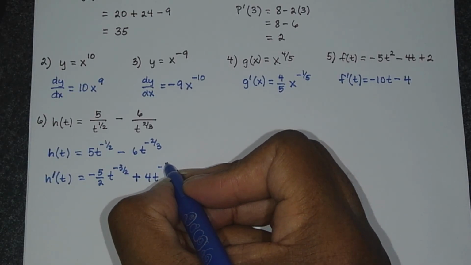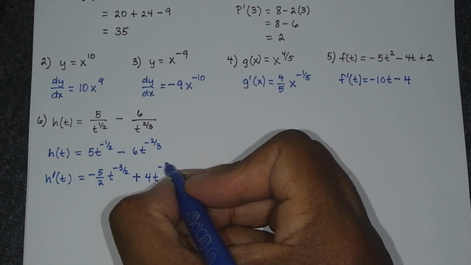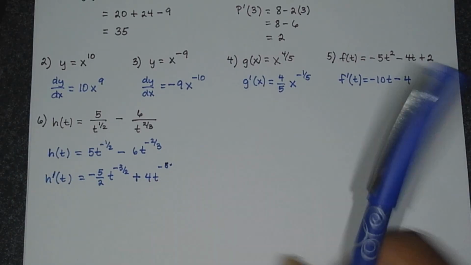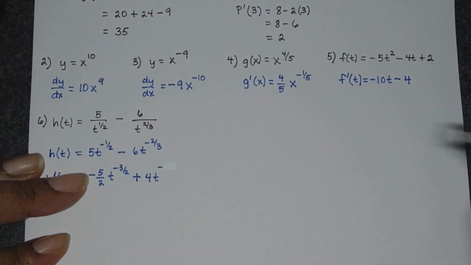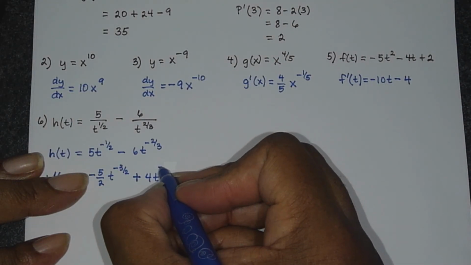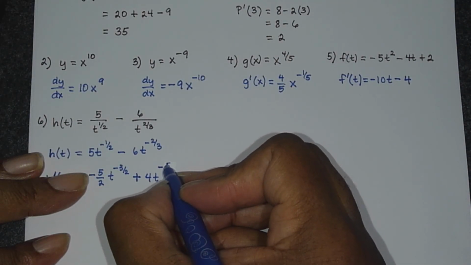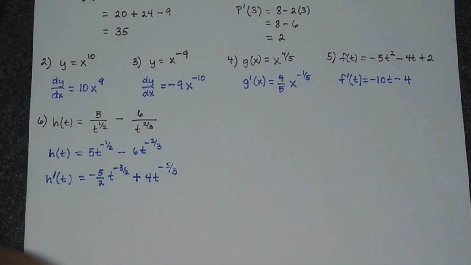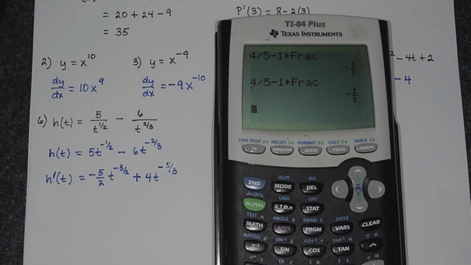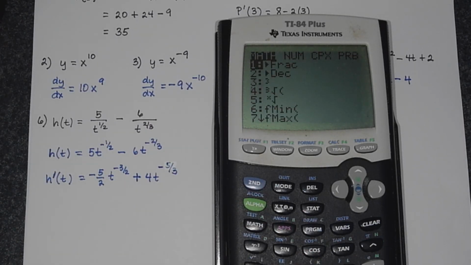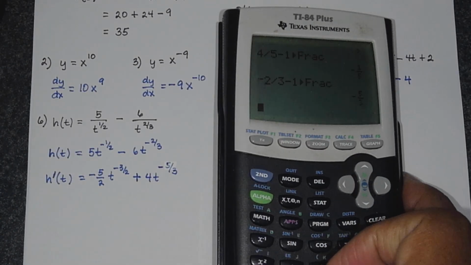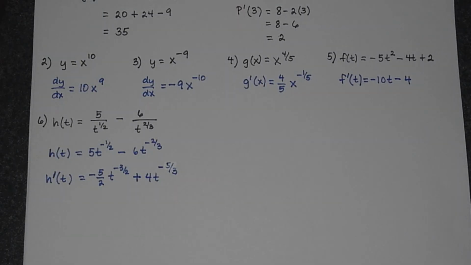Negative 1.6. As a fraction. Would it be negative 5/3? Okay, here you go. Negative 2 divided by 3 minus 1. Press the math key and then number 1 for fraction. It'll give you negative 5/3. Okay. Are there any questions about problem number 6?